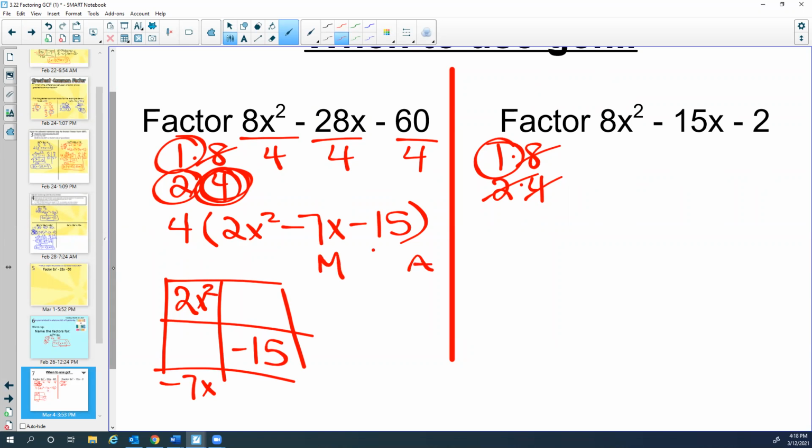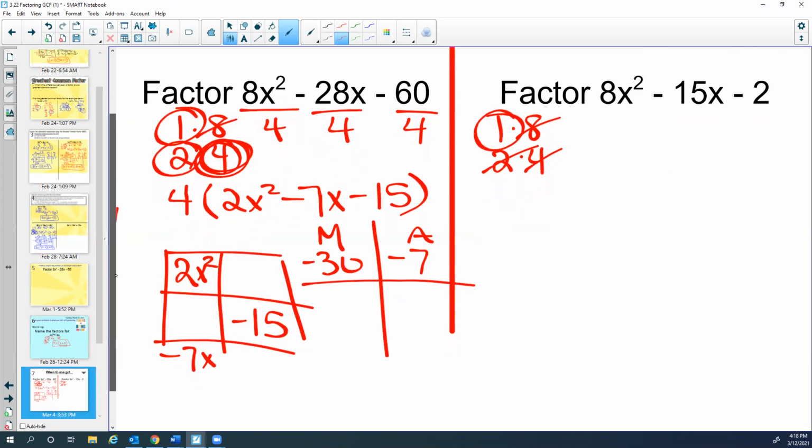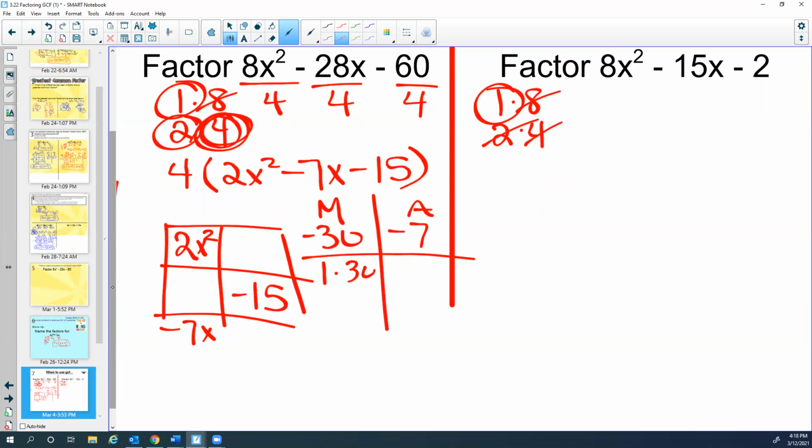Create my MA chart. 2 times negative 15 is negative 30, and then I get a negative 7 on the right-hand side. Factors of 30: 1 times 30, that won't work. 2 times 15, that won't work. 3 times 10, that will work. Let's see, if the 3 is negative, that'll give me a positive 7, so we don't want that. Let's try 3 and negative 10. That will work to create a negative 7. So 3x and negative 10x are my 2 factors that go into this diagonal.